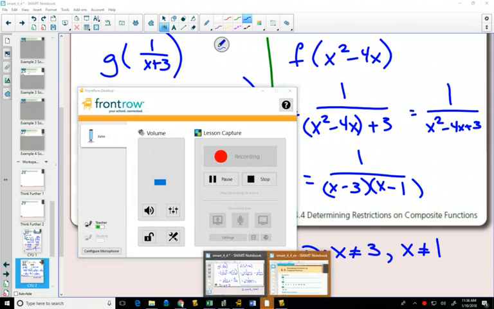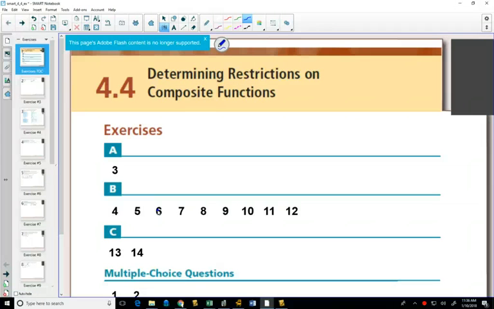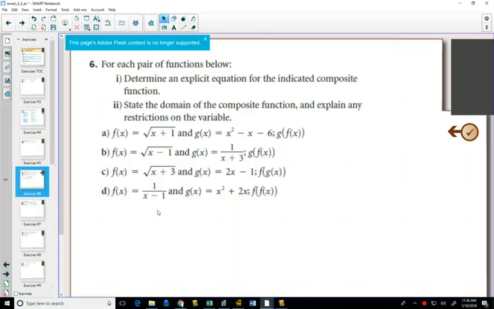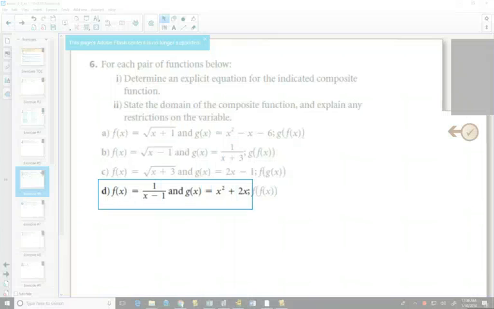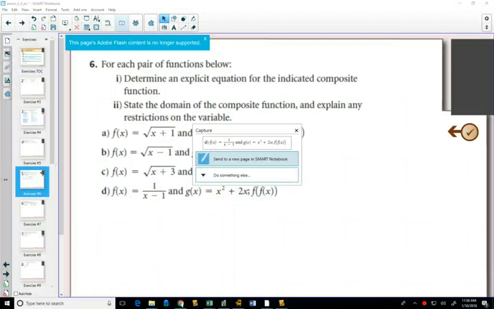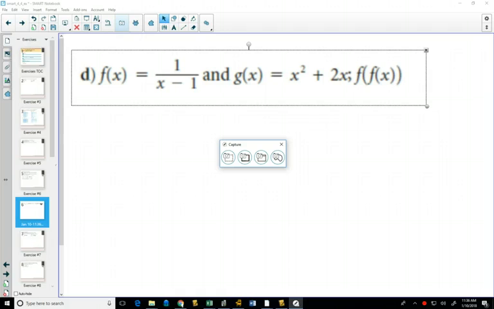It is 6d. So we'll just go. So I'll give you a head start on it. Check with your neighbor again.